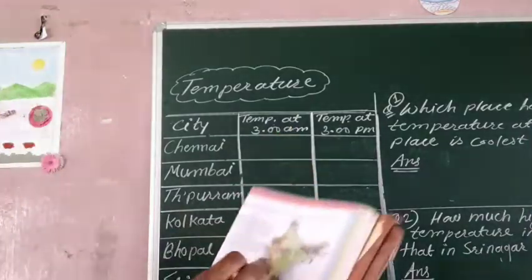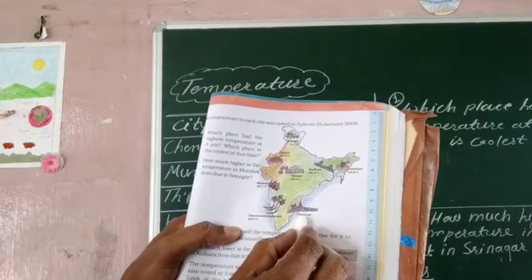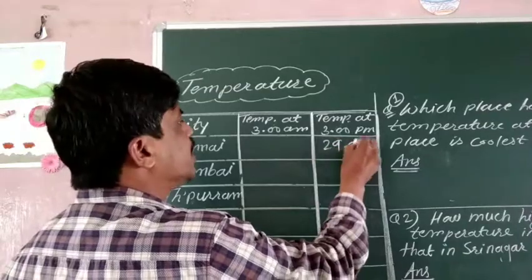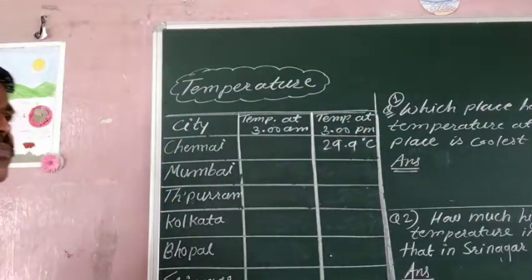Like that, first of all, we have to write Chennai. To see where is Chennai? Chennai is here, and the temperature of Chennai is 29.9. What is 29.9? Degrees Celsius. Okay. Next.